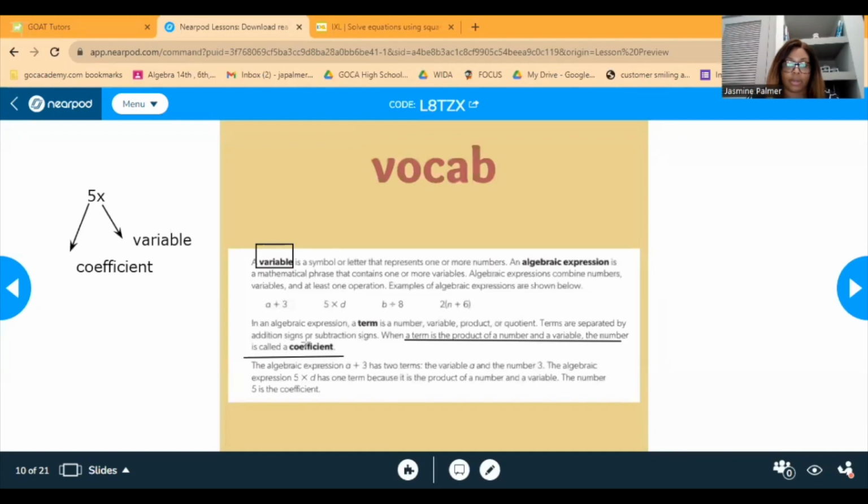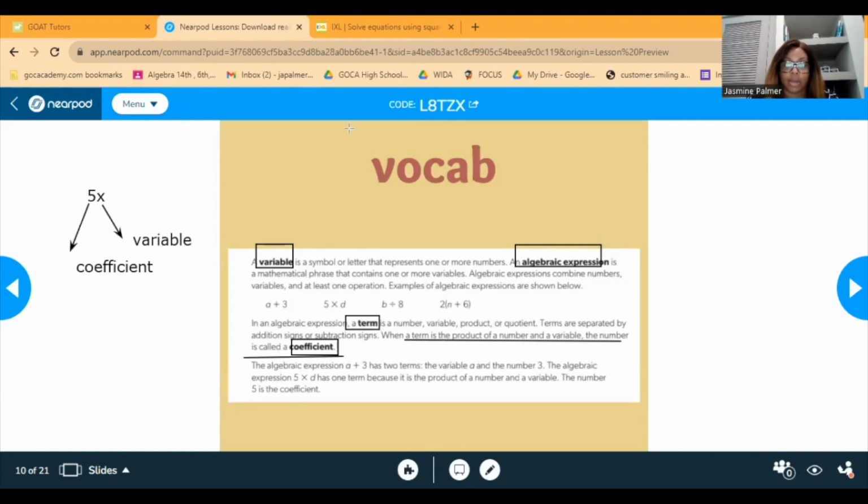An algebraic expression is a mathematical phrase that combines one or more variables. So an algebraic expression combines numbers and variables with at least one operation. These are all examples of algebraic expressions: a plus 3, 5 times d, b divided by 8, or 2 times (n plus 6). A term is our last vocabulary.